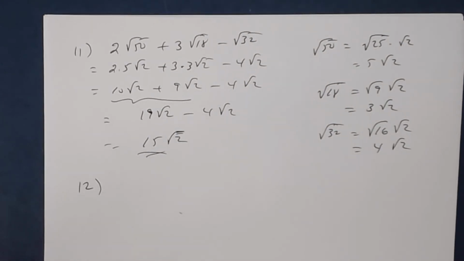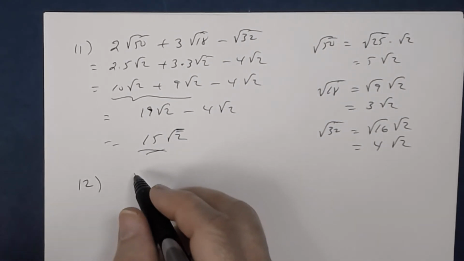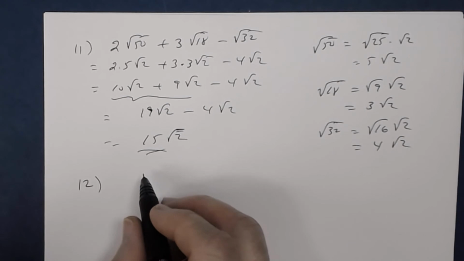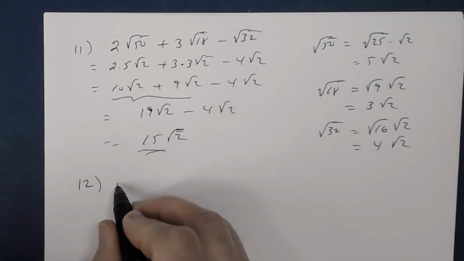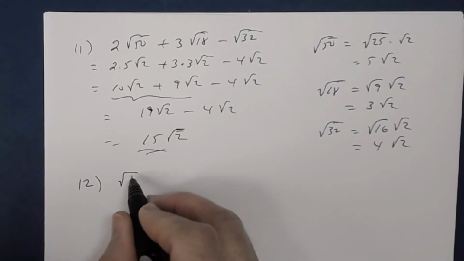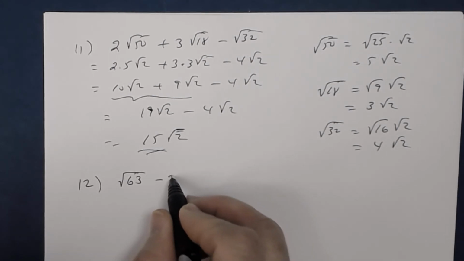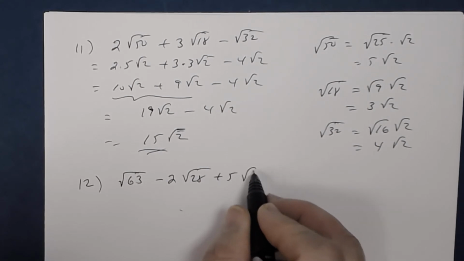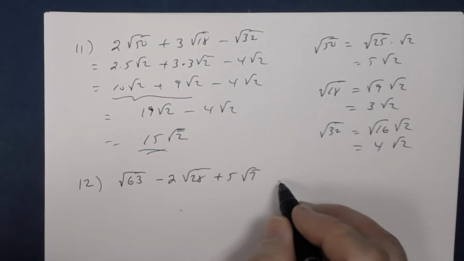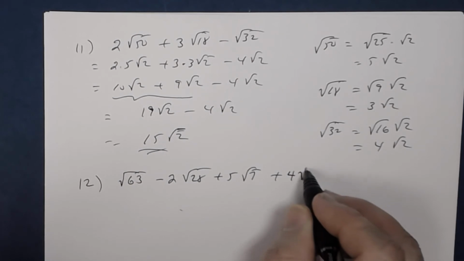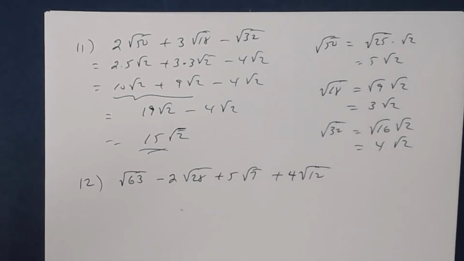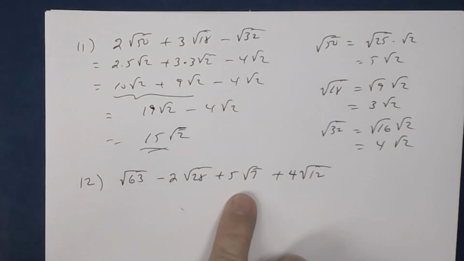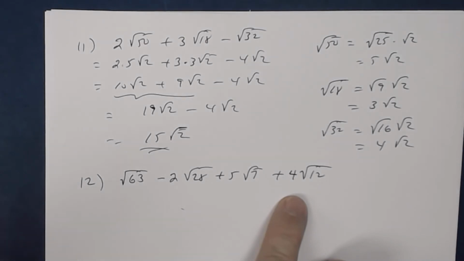All right, number 12. Let's suppose in number 12 I had, let's say, the square root of 63 minus 2 square root of 28 plus 5 square root of 7 plus 4 square root of 12. Okay? All right, so square root of 63 minus 2 square root of 28 plus 5 square root of 7 plus 4 square root of 12.